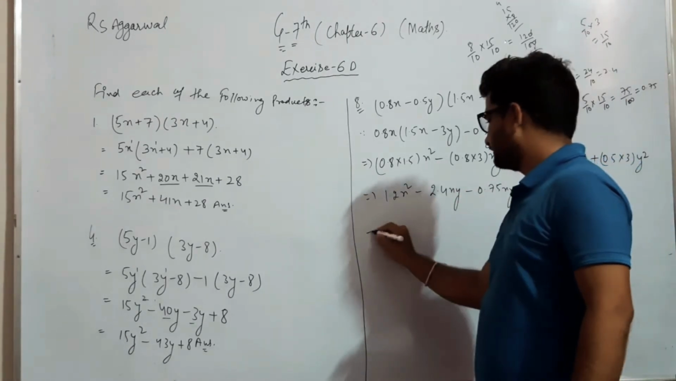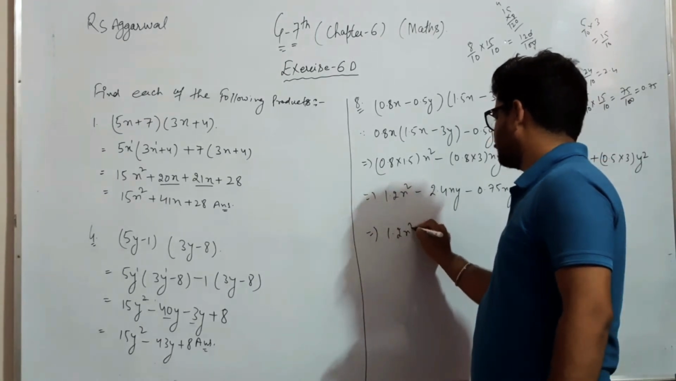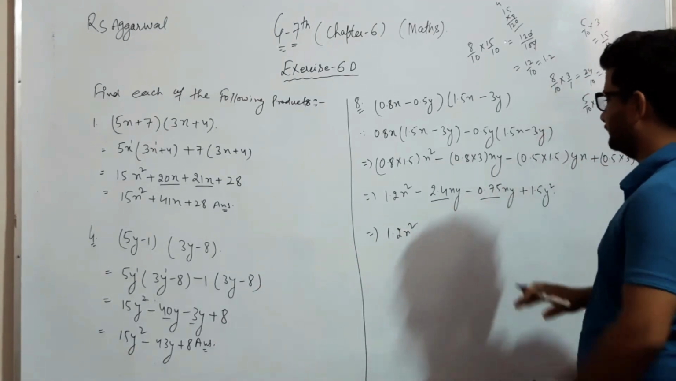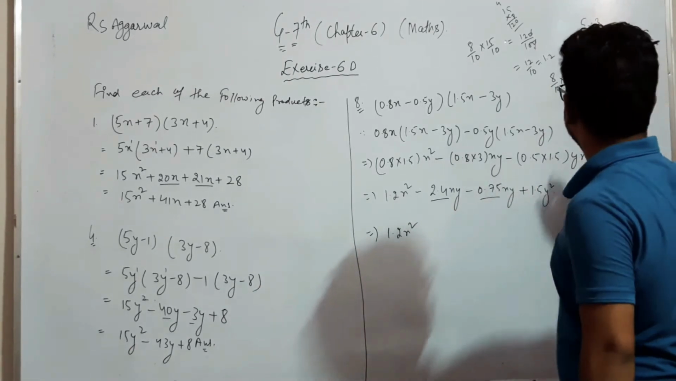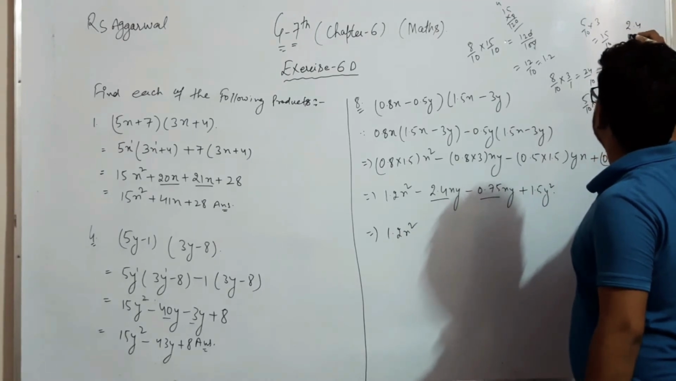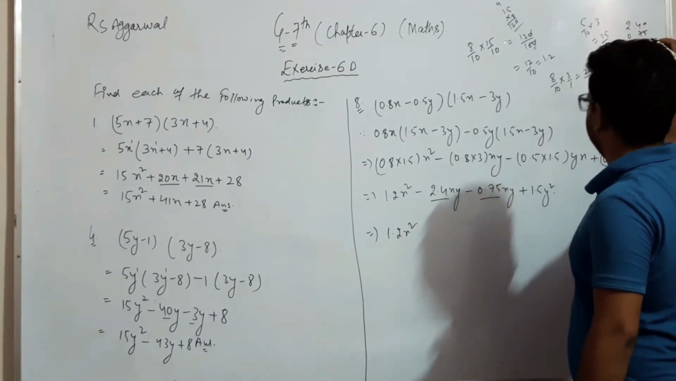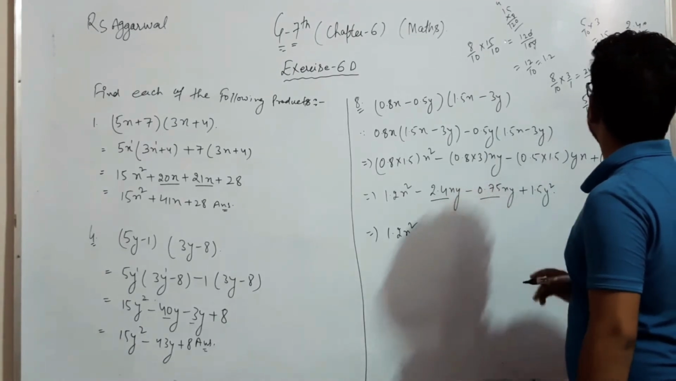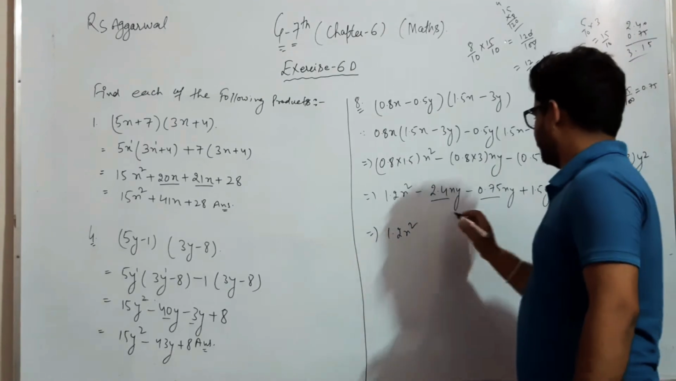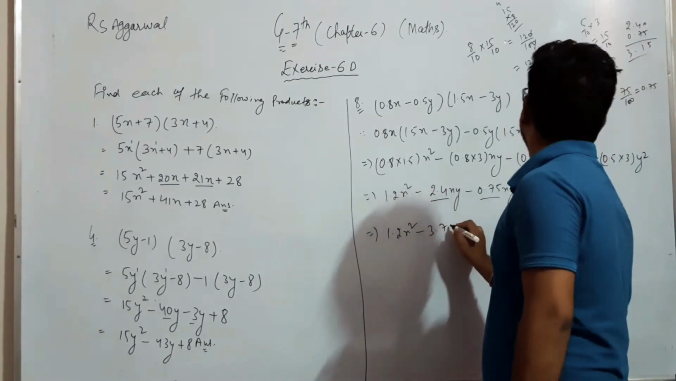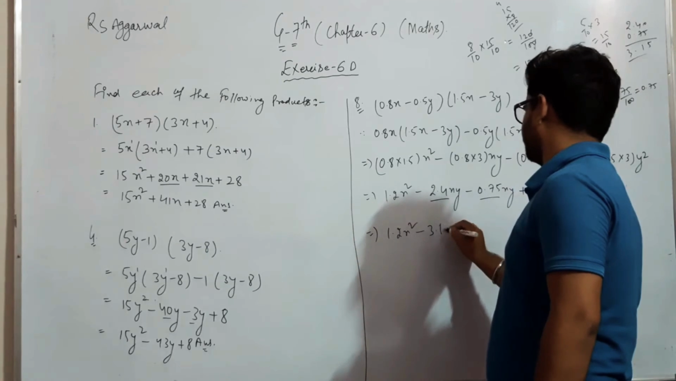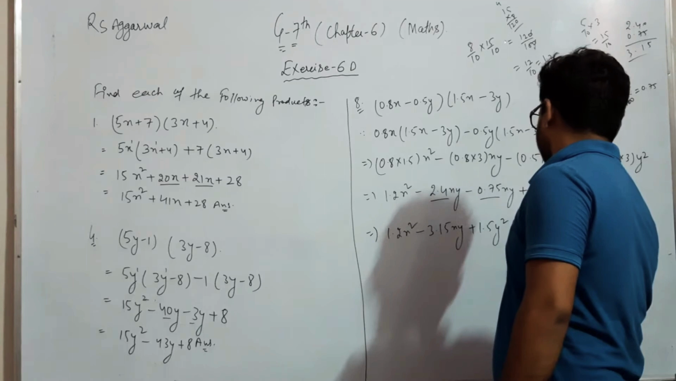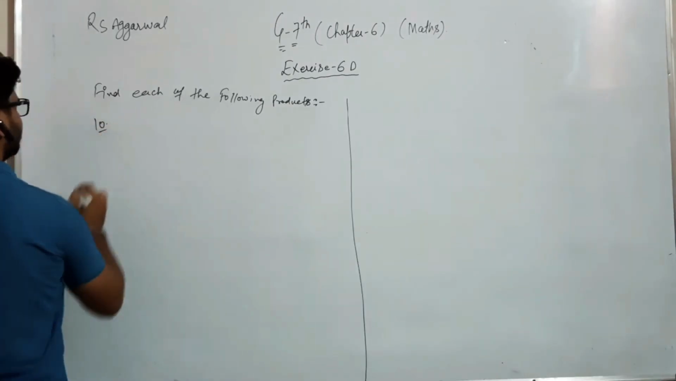So now we subtract or add the like terms. So the answer will be 1.2 x raised to power 2. This is a like term, so both will be added. The sign will be negative, 2.4 added with 0.75. So the answer will be 3.15 xy plus 1.5 y raised to power 2. So this is the answer of the question number, doing the 10th question of the 10D exercise.